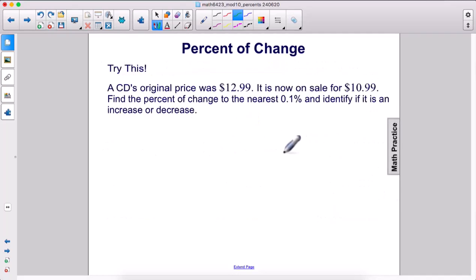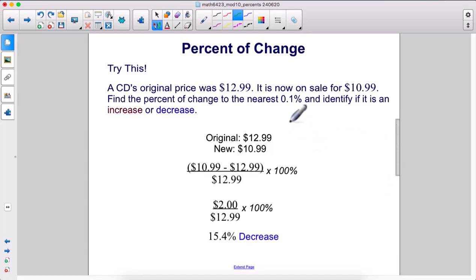Try this. A CD's original price was $12.99. It is now on sale for $10.99. Find the percent of change to the nearest 0.1% and identify if it's an increase or decrease. Alright, so originally $12.99, the new price $10.99. This is a decrease, but by how much? Well, the difference between these is 2, and we divide by the original price. So 2 divided by $12.99 is 0.154, but then we multiply by 100%, and we get 15.4%, right? That decimal moves 2 spots over to the right.